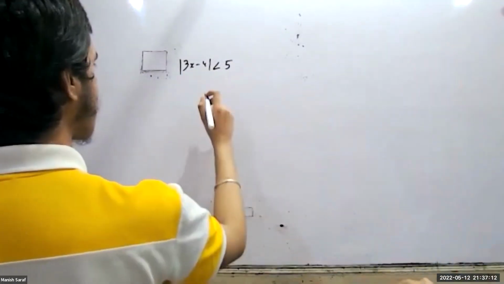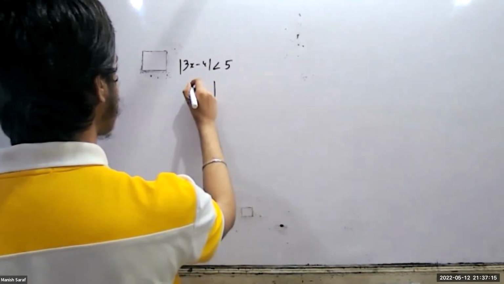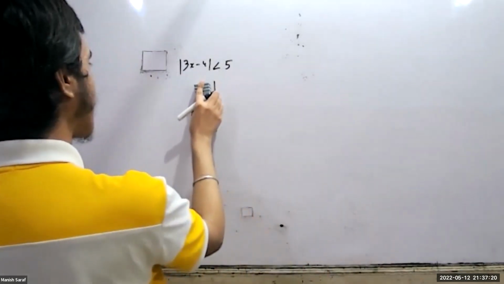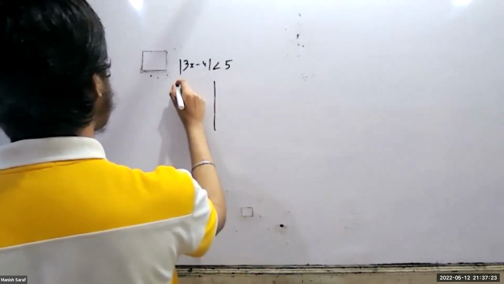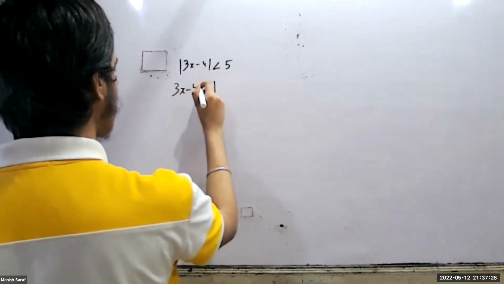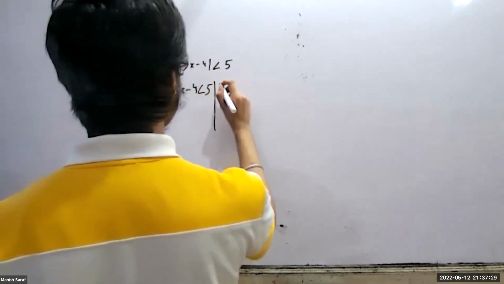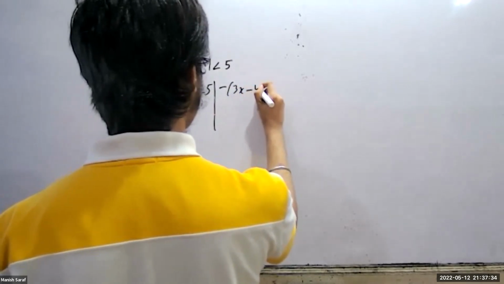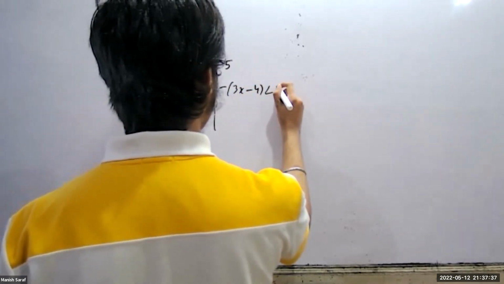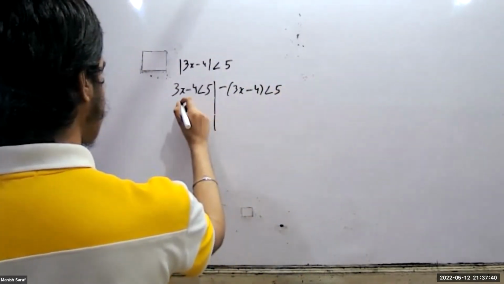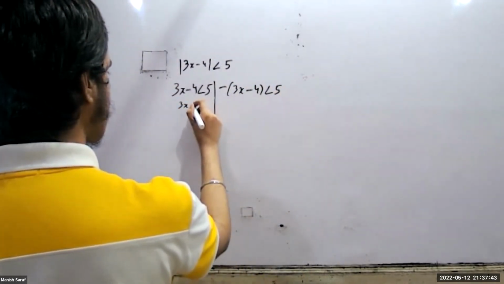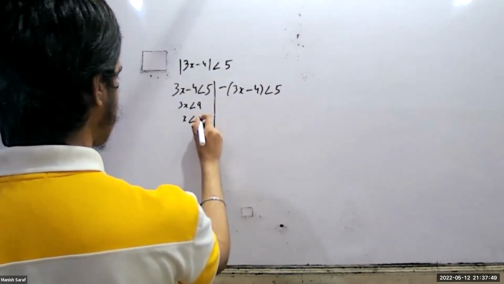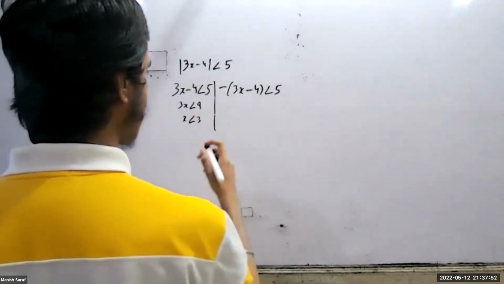चलो, आइसोलेट करने का कुछ भी नहीं है. डिवाइड द स्पेस. So 3x minus 4 less than 5. Okay. No problem. 3x minus 4 is less than 5. Okay. And minus of 3x minus 4 is less than 5. Correct. Okay. So this is 3x is less than 9 or x is less than 3. Great. So let's solve this one.